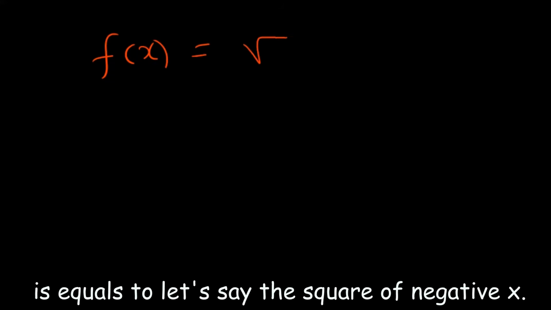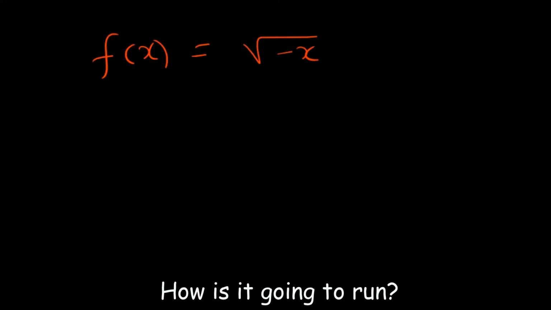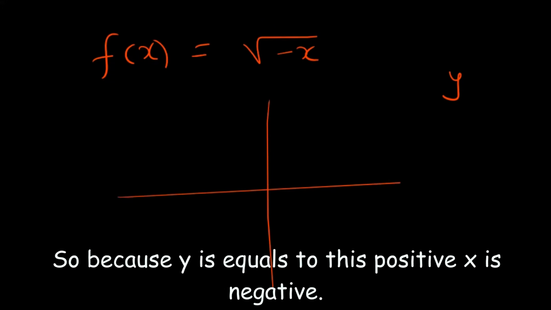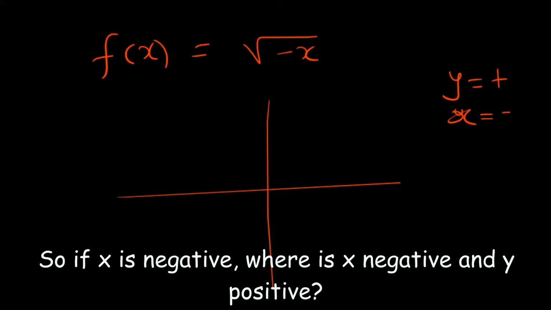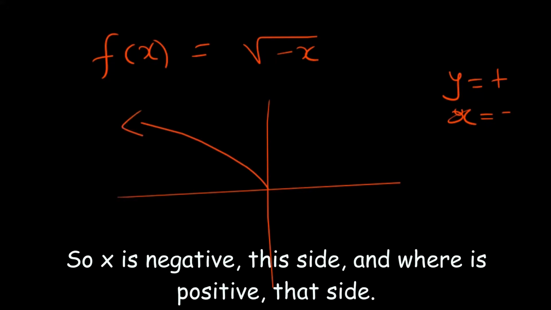Let's say I've got f of x is equal to, let's say, the square root of negative x. How is it going to run? Because y is positive, x is negative. So where is x negative and y positive? So x is negative this side and y is positive that side. So that's how you solve these ones.